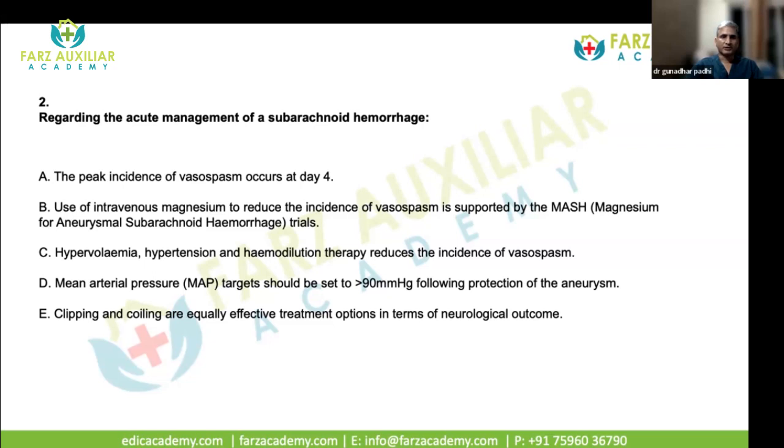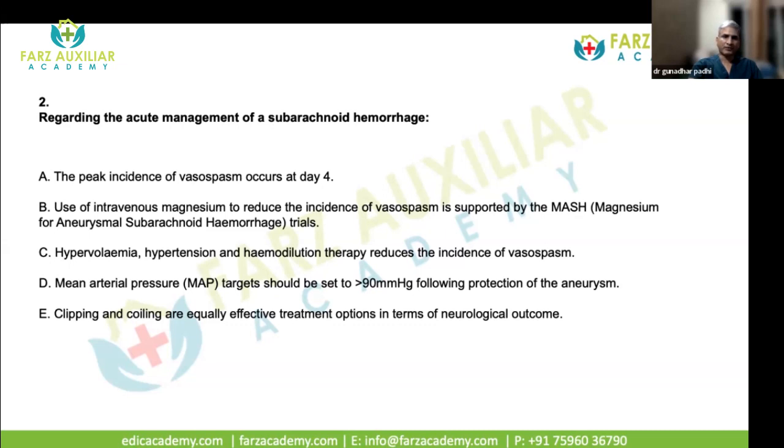The third choice is hypervolemia, hypertension, and hemodilution. Of course, now the recent guideline says that it is not the triple therapy, but only the hypervolemia and hypertension which helps to reduce the incidence of vasospasm. Which is the targeted MAP recommended for such patients? Yeah, I can go for this choice. Probably the target MAP is more than 90. Normally, before clipping and after clipping: before clipping, the MAP should be less than 60, and after clipping, the MAP should be more than 90.